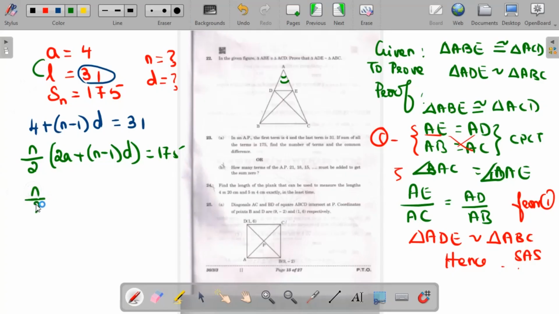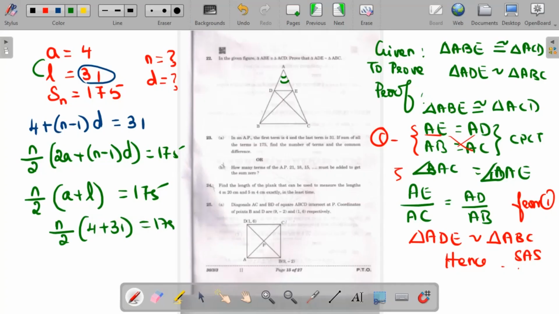I'm rewriting the Sn formula as n by 2 into (a plus l) is equal to 175. So in this case, n by 2 into (4 plus 31) is 175. So n by 2 into 35 is 175, which means n is equal to 175 into 2 divided by 35. 35 fives are 175. So n is equal to 10.